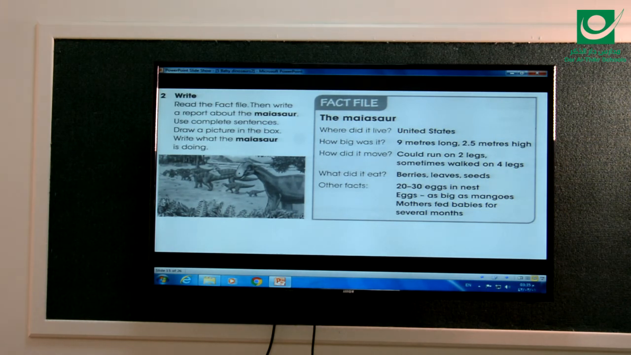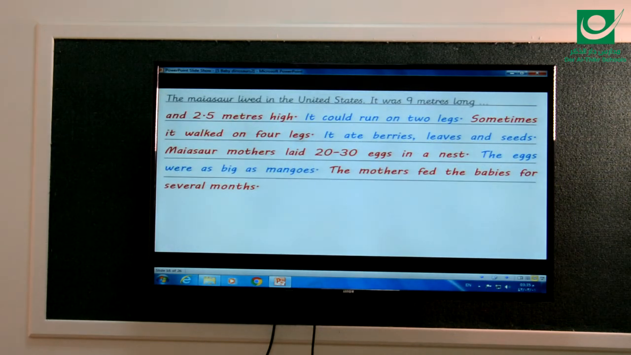Okay, let's move to the next part. So we can write this about the fact file. The Maiasaur lived in the United States. It was 9 meters long and 2.5 meters high. It could run on 2 legs. Sometimes it walked on 4 legs. It ate berries, leaves, and seeds. Maiasaur mothers laid 20 to 30 eggs in a nest. The eggs were as big as mangoes. The mothers fed the babies for several months.